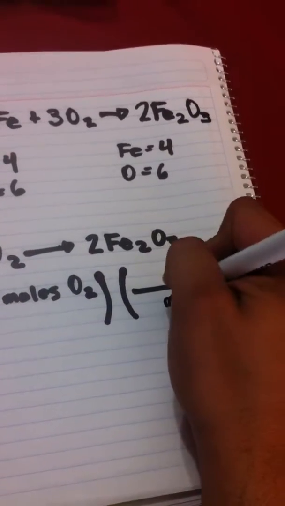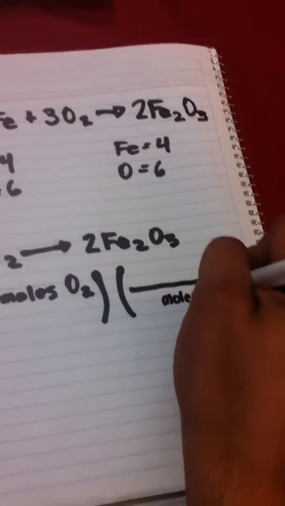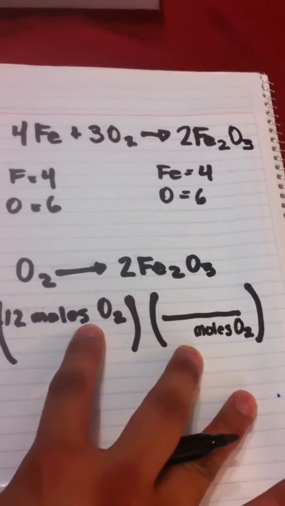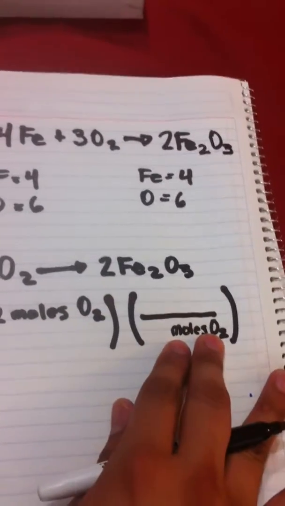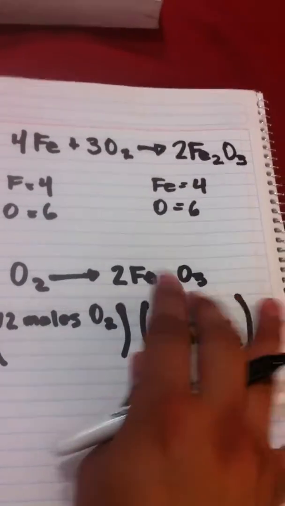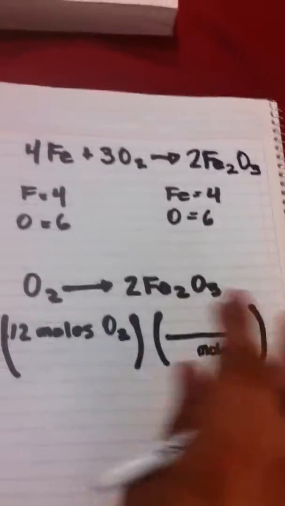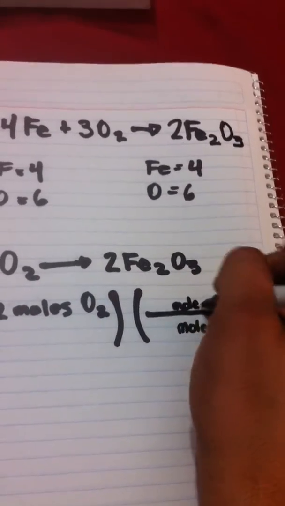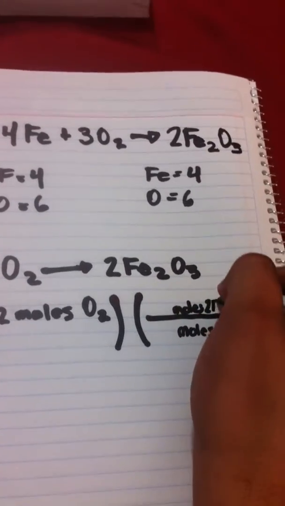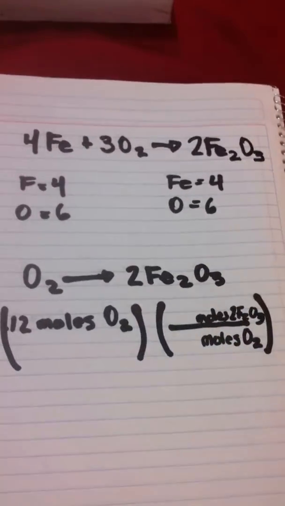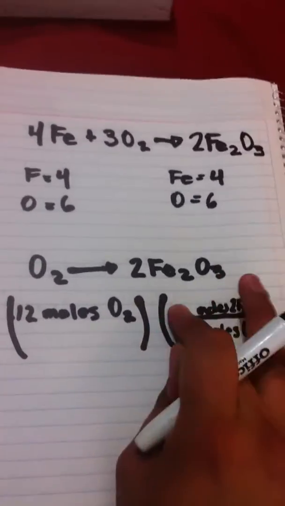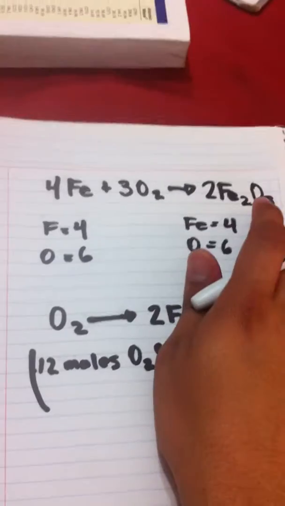So in order to do that, we need to have moles of O2 down here. Okay, moles of O2. That way they can be eliminated. Okay, and because we have the moles of O2 down here, we'll have the moles of 2Fe2O3 up here on top. Okay, so let's just write down that moles of 2Fe2O3. Okay, what numbers do we have to put here? We need to follow the actual balanced equation.